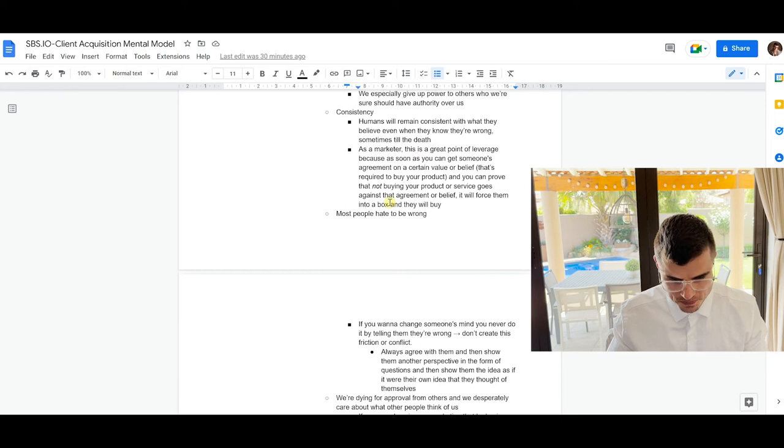So consistency. Humans will remain consistent with what they believe, even if they know that they're wrong, sometimes till the death, right? As a marketer, this is a great point of leverage because as soon as you can get someone to agree on a certain value or belief that's required to buy in a product, and you can prove that not buying your product or service goes against the agreement of this initial belief, it will force them into the box and they will buy.